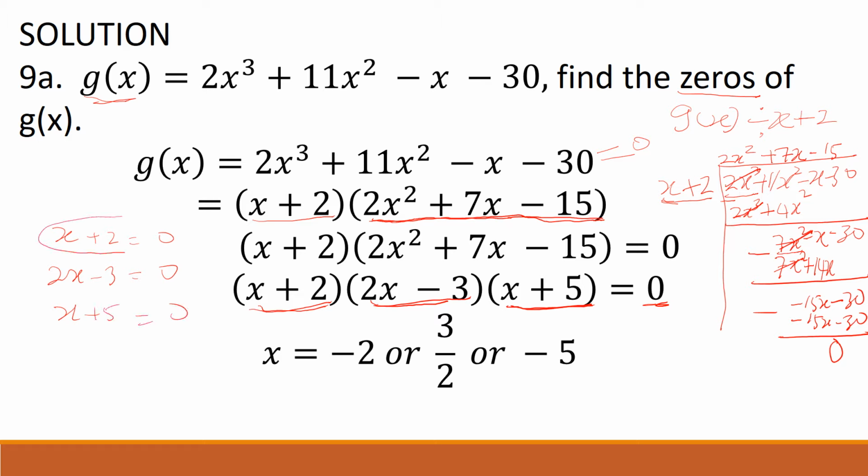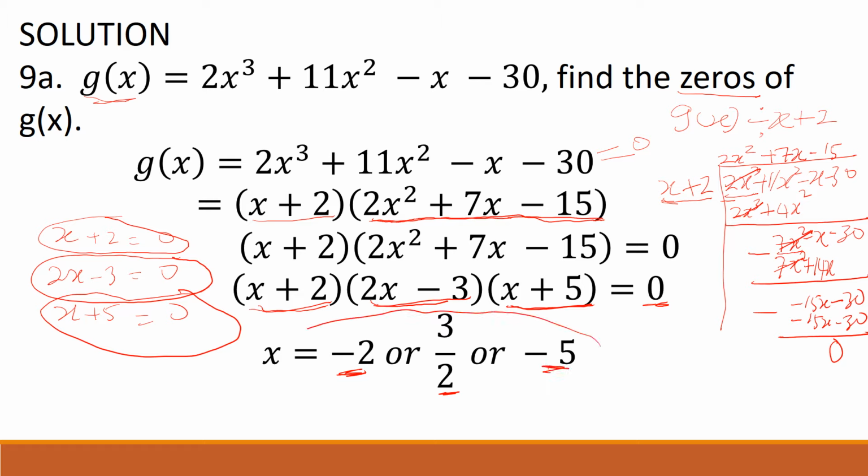Now if x plus 2 is equal to 0, it simply tells that x is equal to minus 2. And if 2x minus 3 is equal to 0, it tells that x is equal to 3 over 2, which is 1.5. Then if x plus 5 is equal to 0, it means that x is equal to minus 5. These are the zeros of g of x. So try it out and drop your comments if you have questions.